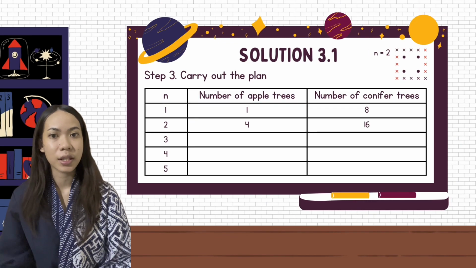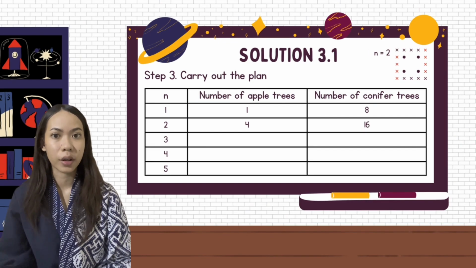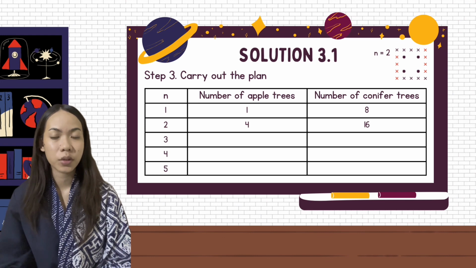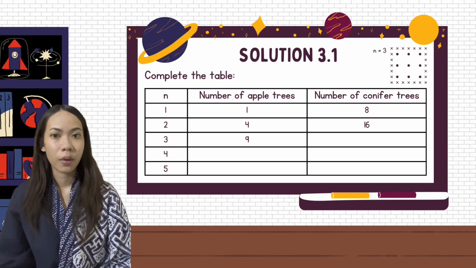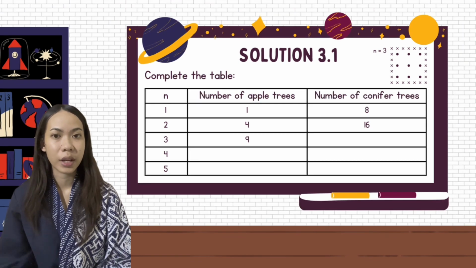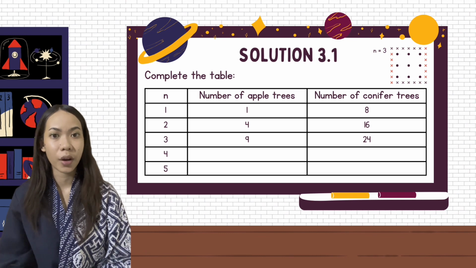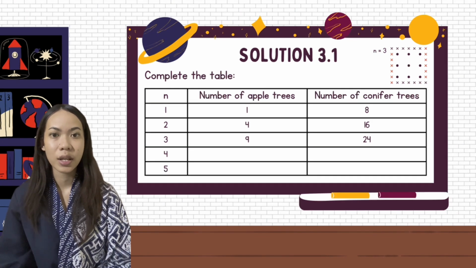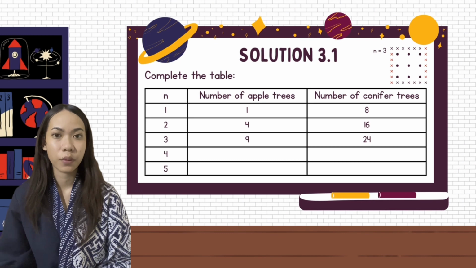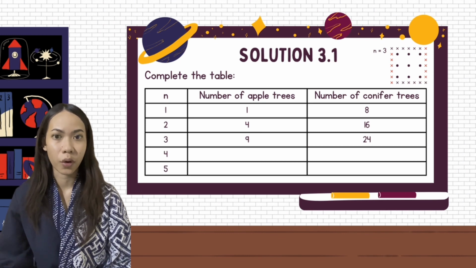You can see the square pattern. There are 4 conifers times 4 equals 16. And for n equals 3, we can see in the first row there are 3 apples, and there are 3 columns, so the number of apple trees is 3 squared, which is 9. And also for n equals 3, we need to calculate the number of conifer trees, so there are 6 conifers times 4 equals 24.